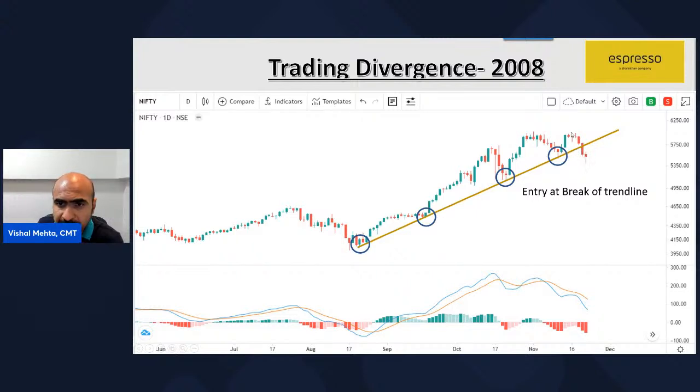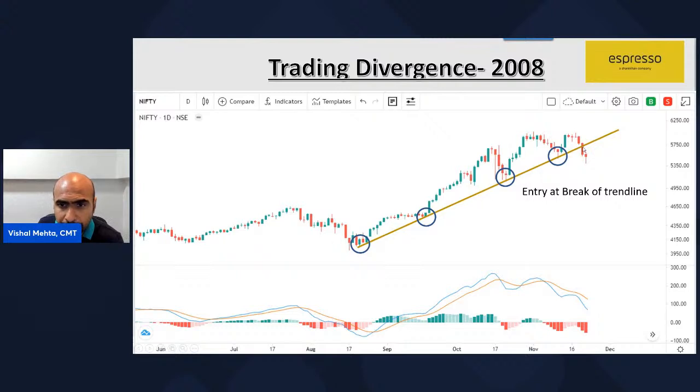So what is the previous swing high? The previous swing high was standing somewhere around here. So that becomes my stop loss. And if I want to keep a target, I can put a 1:2, 1:3, 1:4 type target, whatever is comfortable from my risk management point of view.